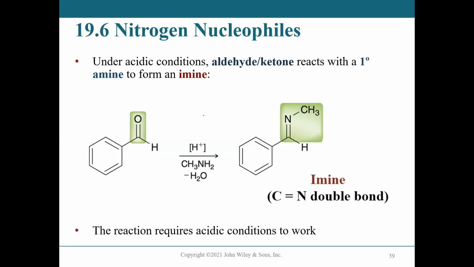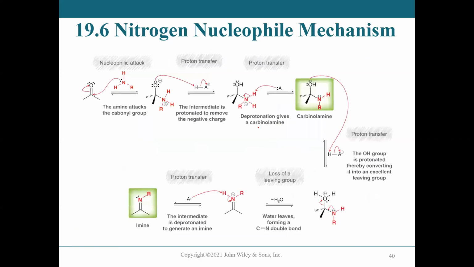And an imine is a carbon doubly bonded to a nitrogen. You can see this right here. So here we have this aldehyde, right? And we convert this to an imine. And we're going to go over how this is done. So first, you're going to have a nucleophilic attack. So the amine attacks the carbonyl group.